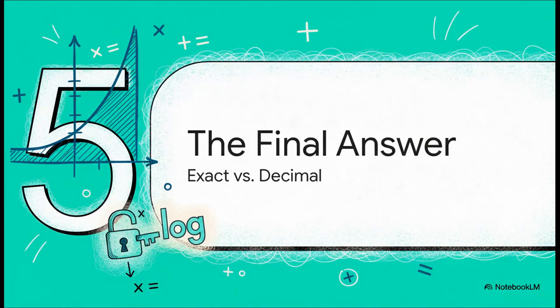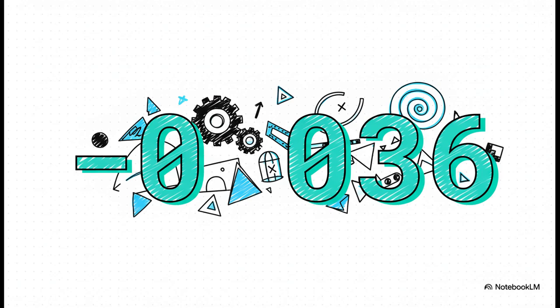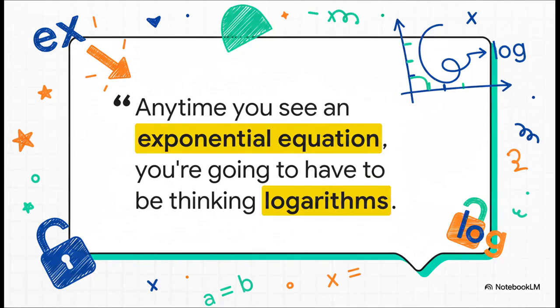So we have our answer, but it's really important to know that there are actually two different ways to write it down. And depending on the situation, you might be asked for one or the other. On the left, you've got what's called the exact answer. This is the answer before you touch a calculator. It uses the logarithms themselves, so there's no rounding, which means it's 100% precise. On the right, you have the decimal approximation. That's what you get after you finally punch everything into a calculator. And what does that decimal look like for our problem? Well, after you do all the calculations, the final answer for x is approximately -0.036.